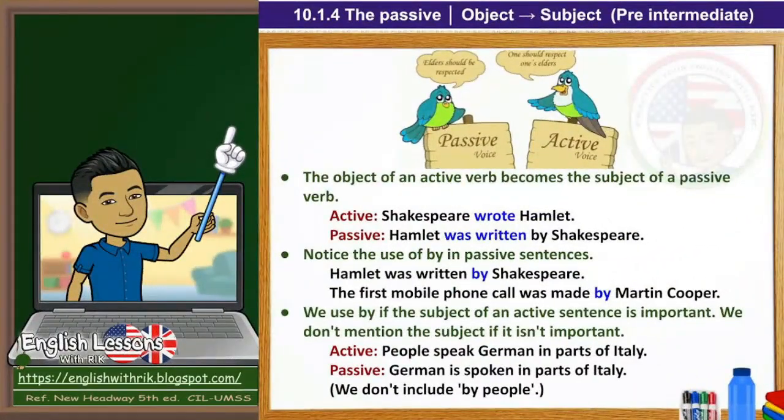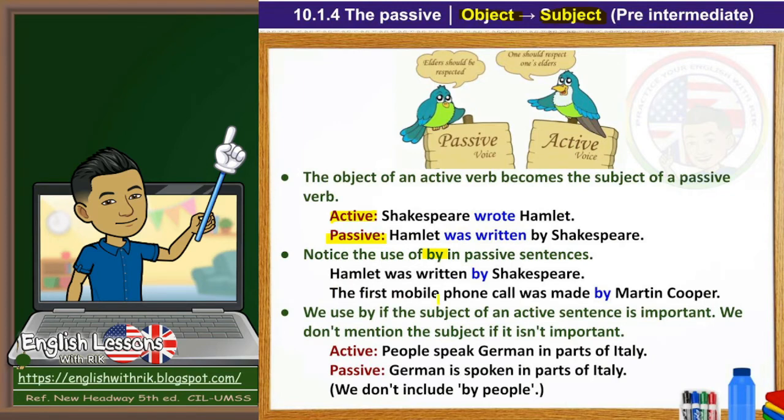The object of an active verb becomes the subject of a passive verb. Active: Shakespeare wrote Hamlet. Passive: Hamlet was written by Shakespeare. Notice the use of by in passive sentences. Hamlet was written by Shakespeare.